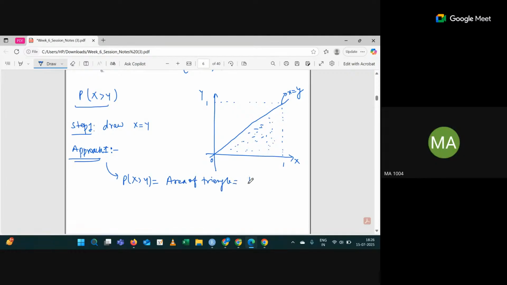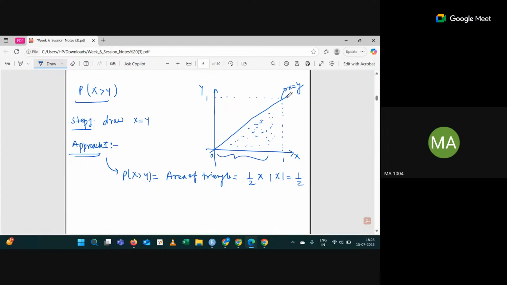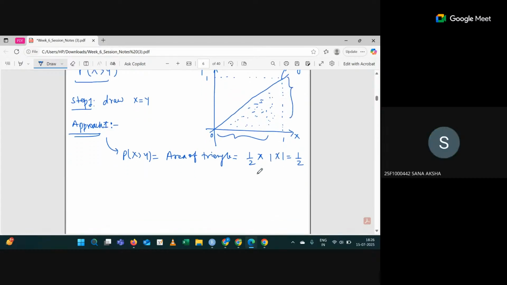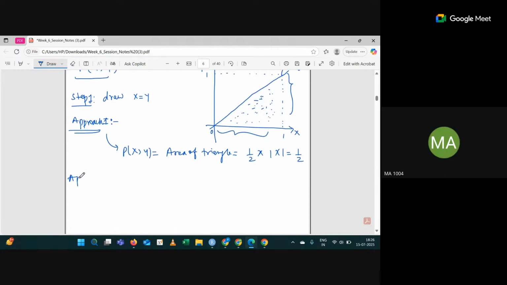So this is half. Base is 1, height is 1. This is half only. Yeah, base is 1, right? This is 1 and this height is also 1. Yes, correct? Now we will see the second approach, which is our usual approach.